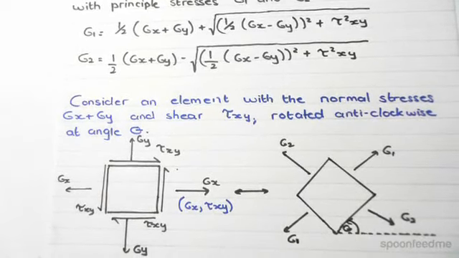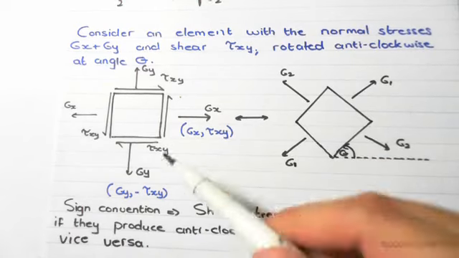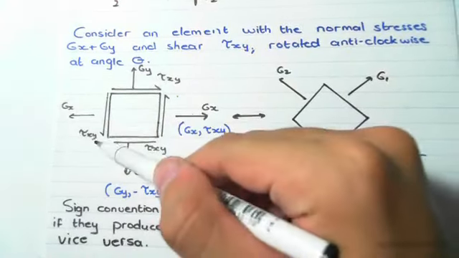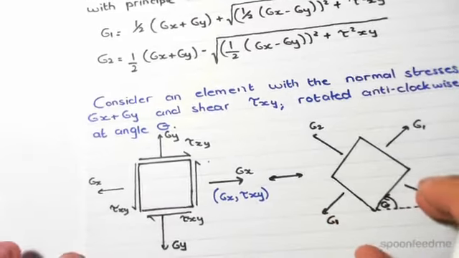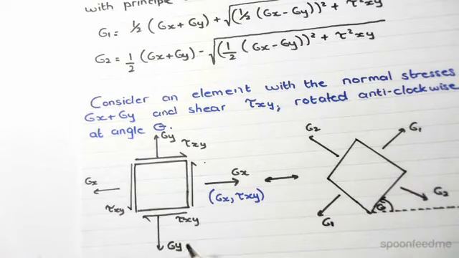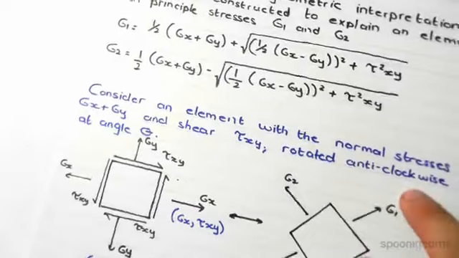Okay, so sign convention for shear stresses. Alright, they're positive if we have anti-clockwise moments, and vice versa. So if the shear stresses produce clockwise moments, they're minus. Okay, so if you look at this shear stress and this one here, they're turning the page in the anti-clockwise way. This means we have positive moments, and looking at this shear stress over here and this one, they're causing it to rotate in the clockwise direction, so they're negative.